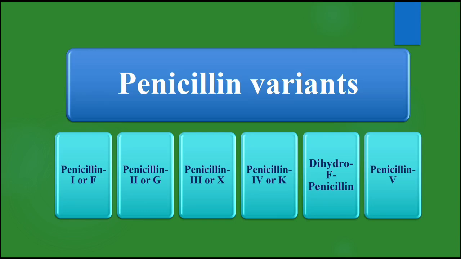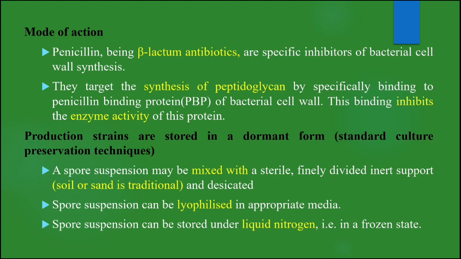Mode of action. Penicillins, being beta-lactam antibiotics, are specific inhibitors of bacterial cell wall synthesis. They target the synthesis of peptidoglycan by specifically binding to penicillin binding proteins, that is PBP, of the bacterial cell wall. This binding inhibits the enzyme activity of this protein.